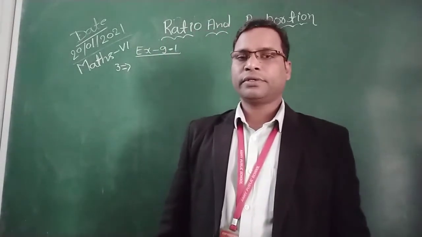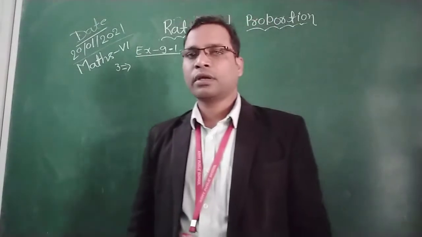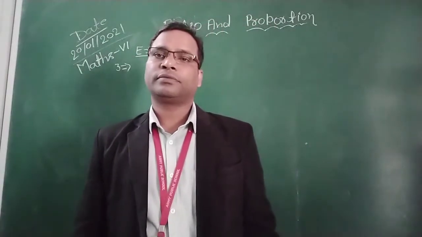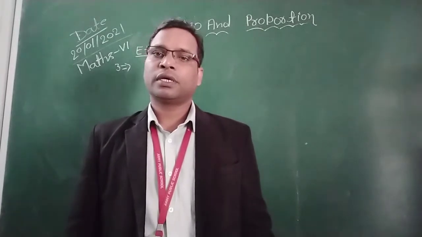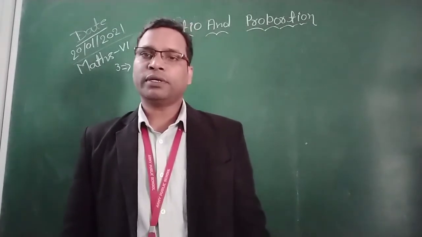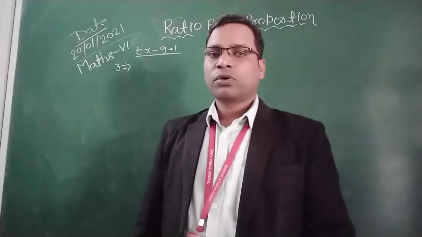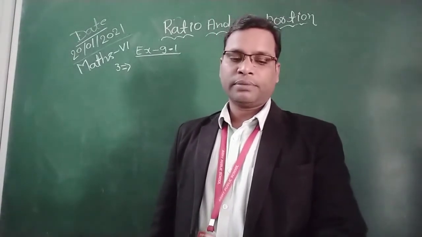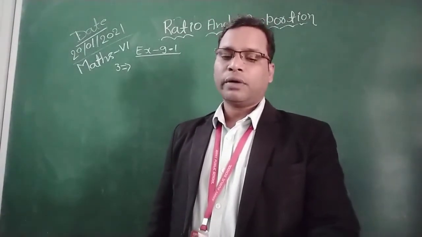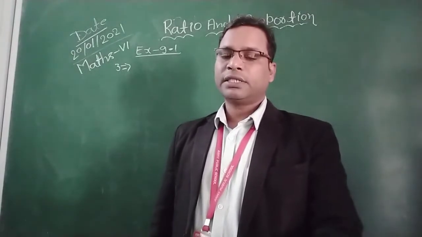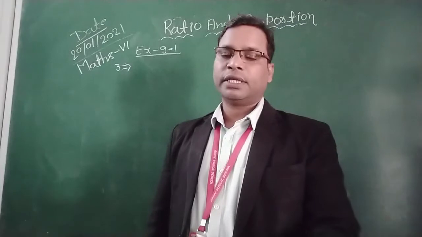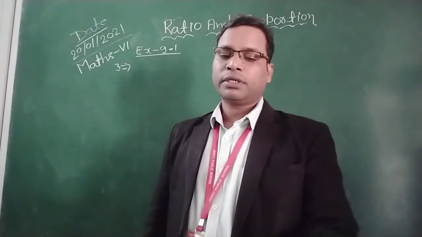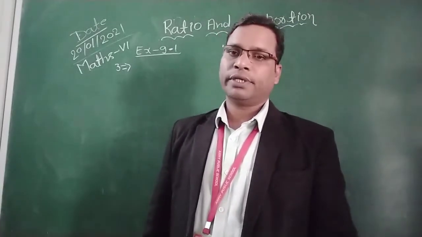Good morning, student. Today we are going to discuss chapter 9, ratio and proportion, exercise 9.1, question number 3. Question number 3 is: find the ratio of each of the following in simplest form. Part 1 of question number 3 is 2.1 meter to 1.2 meters.